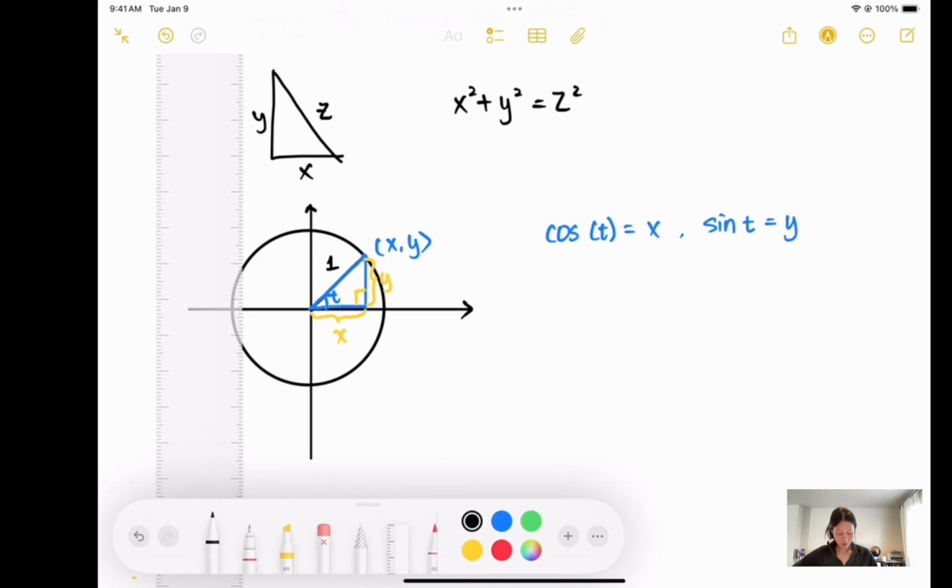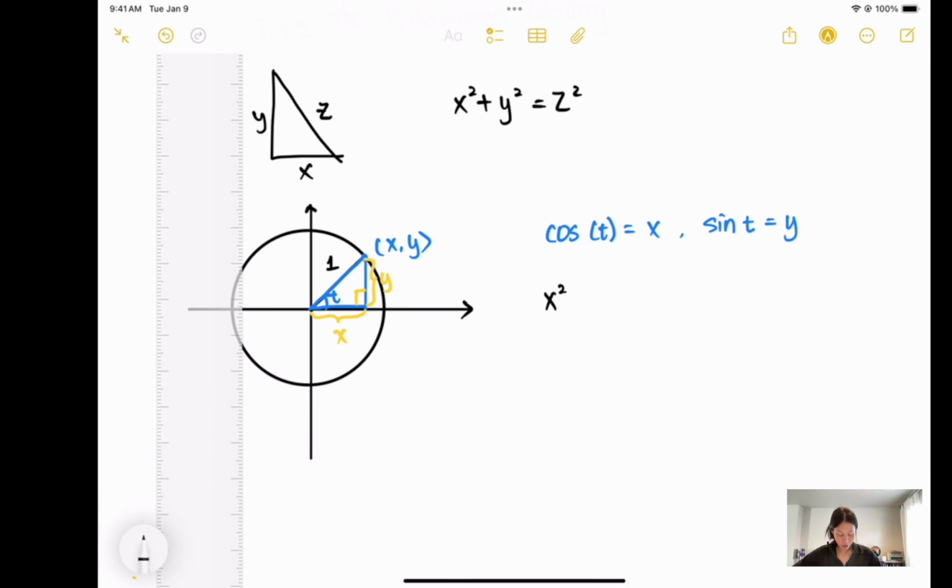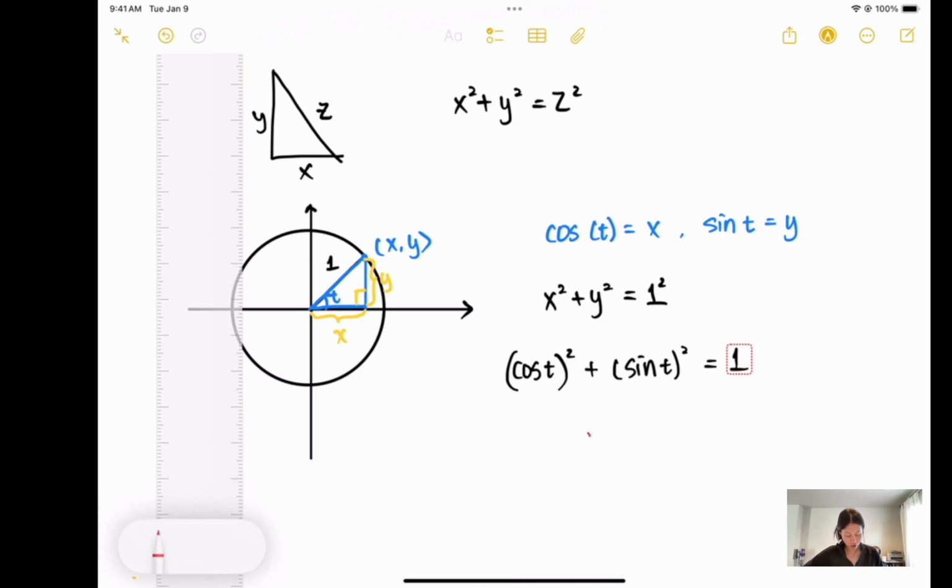So by the Pythagorean theorem, we have x squared plus y squared is equal to 1 squared, right? Because the hypotenuse is equal to the radius, which is 1. And x is equal to what? By the definition of the cosine function on the unit circle, cosine is equal to x. So that means cosine t squared plus sine t squared equals 1 squared, which is equal to 1. So that's the definition.